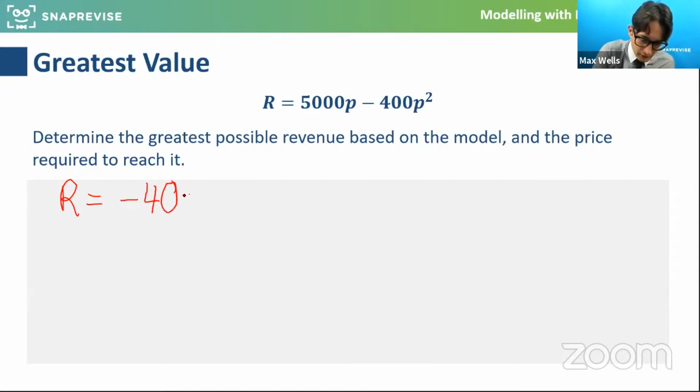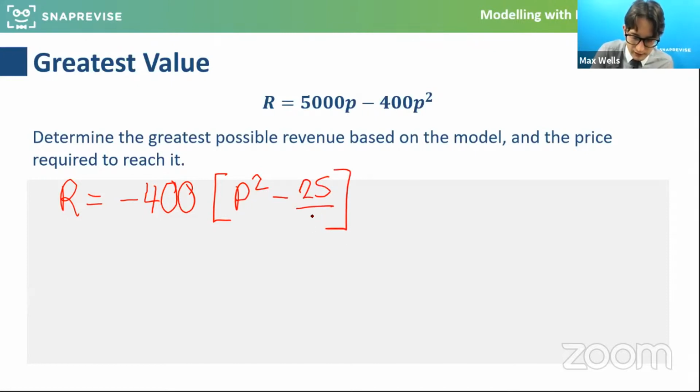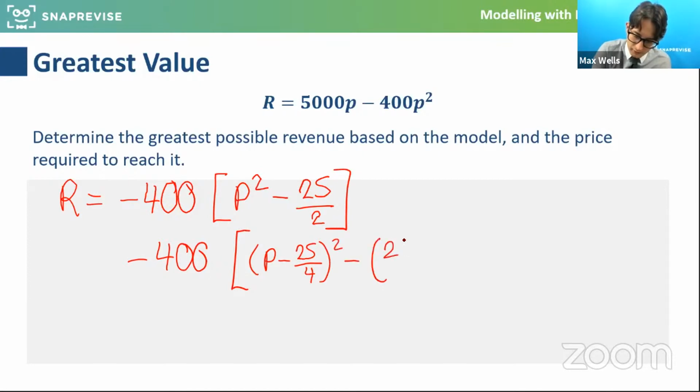So the first thing I would do is take minus 400 out, and I would get p squared minus 12.5, or 25 over 2. I personally think it's really good to do completing the square using fractions, because although some people just don't like completing the square, it's a lot easier to square a fraction than square a decimal. So what we would get is minus 400, and then p minus 25 over 4, if you divide that by 2, squared.